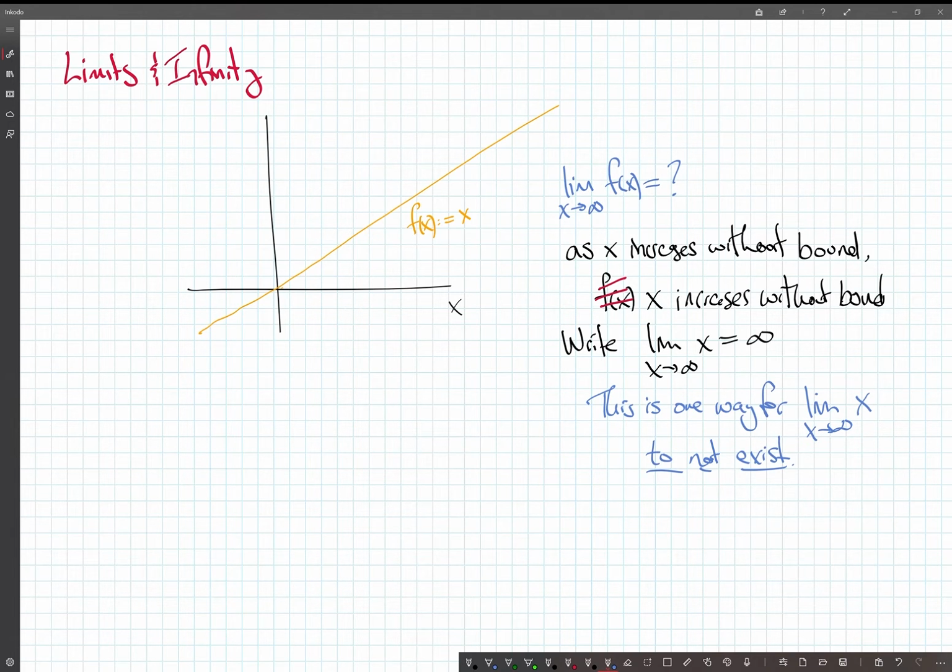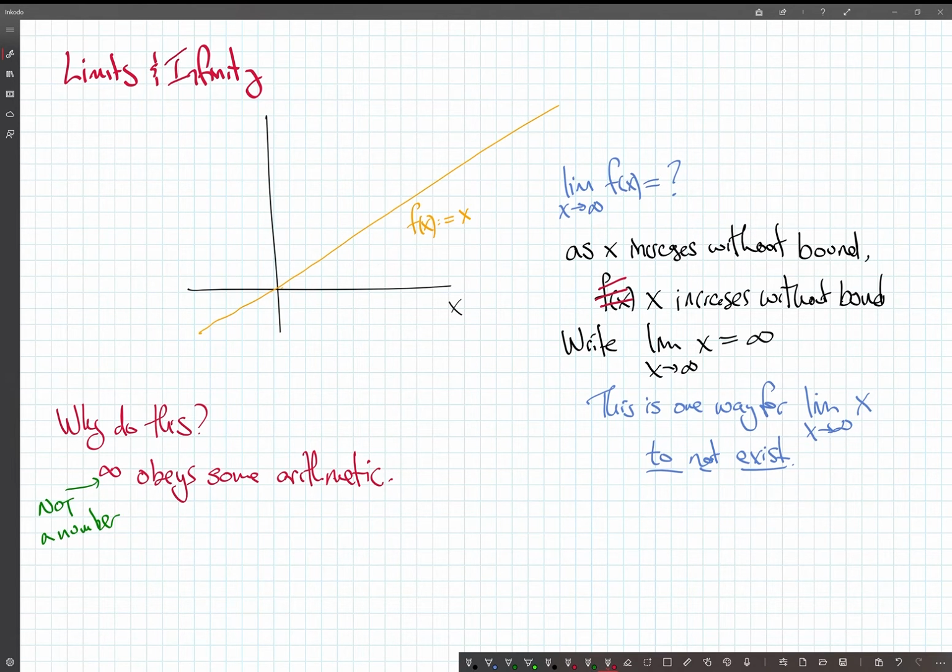Okay, so that's pretty confusing, right? We write that this limit equals infinity, but then we say it doesn't exist. Why on earth would we do that to ourselves? The answer is that there is a particular sort of arithmetic of this symbol infinity. Remember, infinity is not a number, so this symbol will not obey all the rules of arithmetic we're used to, but it will obey some of them.